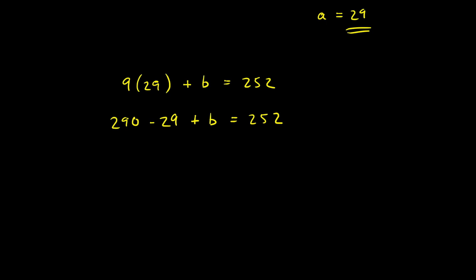290 minus 29, so minus 30 plus 1, 261. So 261 plus b is equal to 252. So b is going to equal -9.